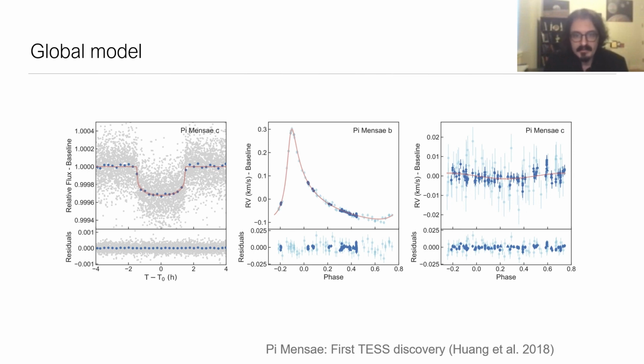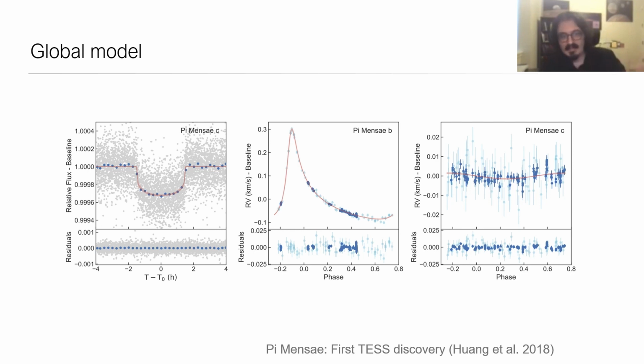And then maybe in the questions, we can talk about other applications. What you're currently looking at is Pi Mensae, which was historically the very first TESS exoplanet discovered, which has some historical significance. But apart from that, it's a multiplanetary exoplanetary system. And Pi Mensae c was the first TESS discovery.